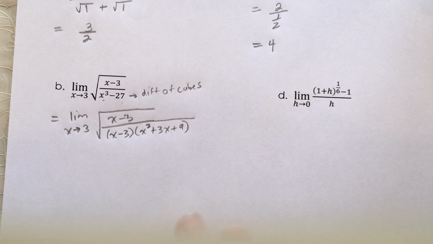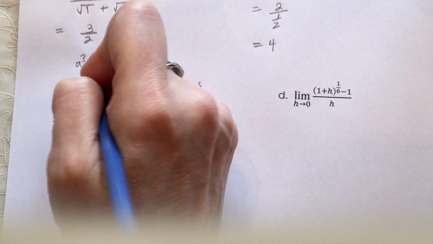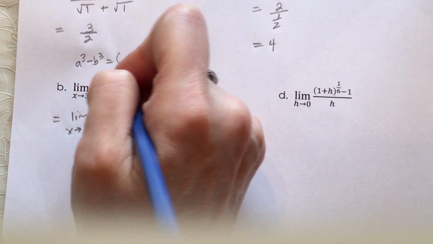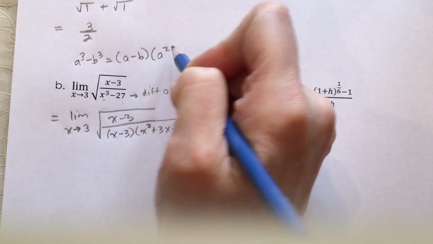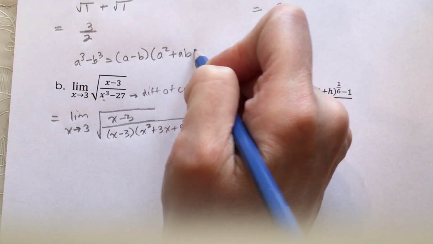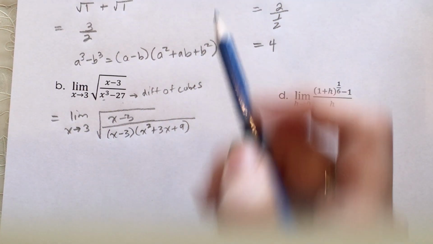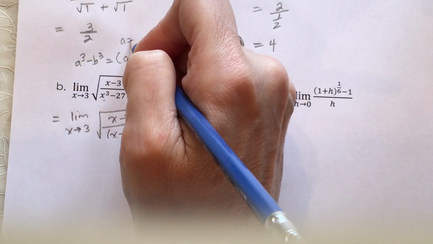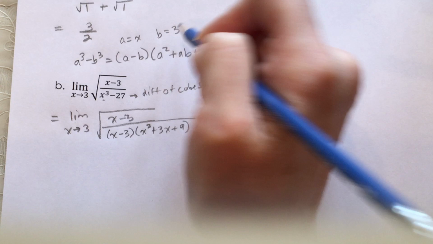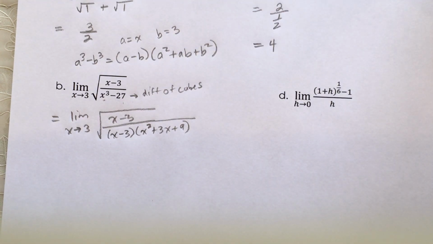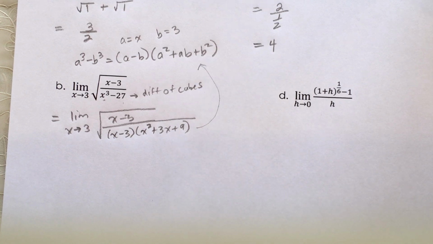Okay, if you remember that pattern again, I have room up here to write it. So a cubed minus b cubed is a minus b times a squared plus ab plus b squared. So in the x cubed minus 27 case, your a is going to be your x, and your b is going to be 3 because 3 cubed is 27. So if you were to check this, that it follows that pattern, you would see that it does.